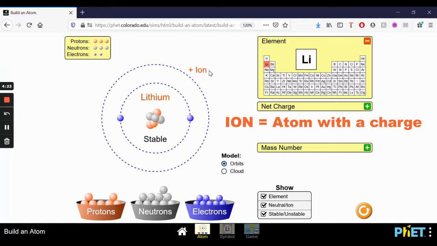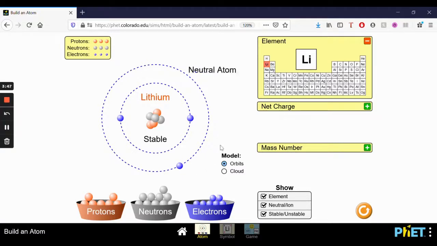It's a positive ion if it has more protons than electrons. It's a negative ion if it has more electrons than protons. Also remember that each different type of atom is called an element. And so here we are looking at the element lithium. If we change the number of protons, we change its name, and now we have the element named beryllium.